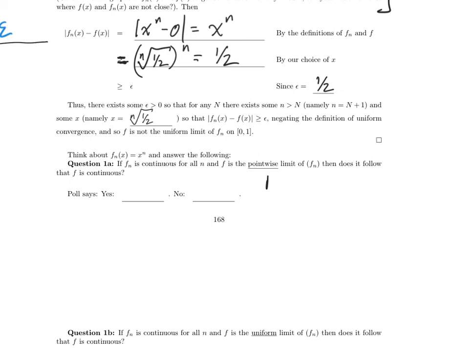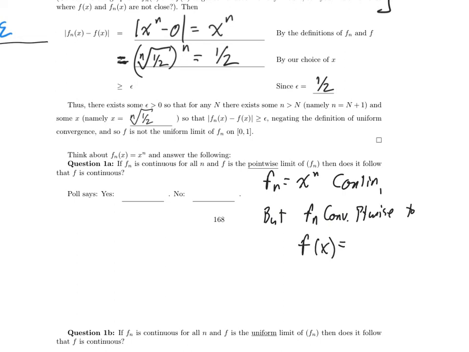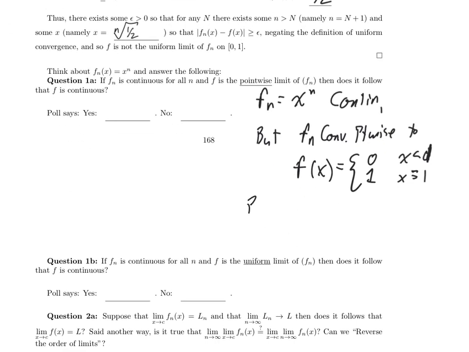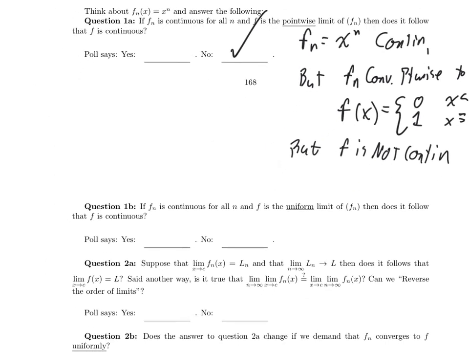Let's see. This sequence f sub n equal to x to the n is definitely continuous, but f sub n converges pointwise to f of x equal to 0 when x is less than 1, and 1 when x is equal to 1. But this function f is not continuous. So this is a counterexample, isn't it? It is not true.